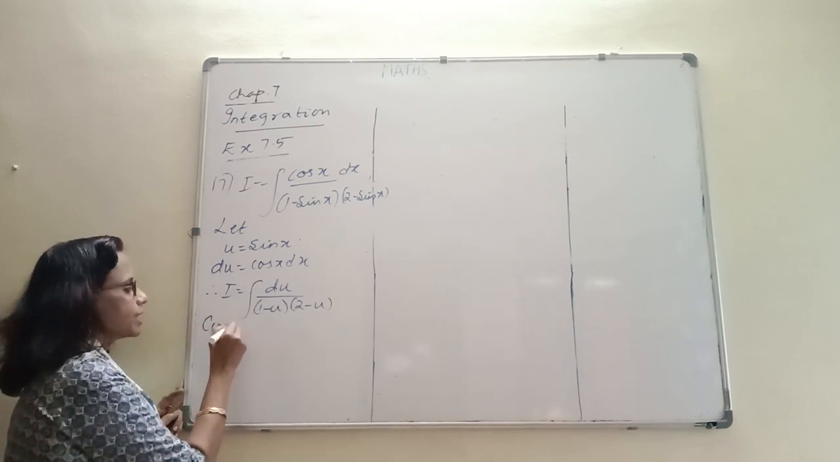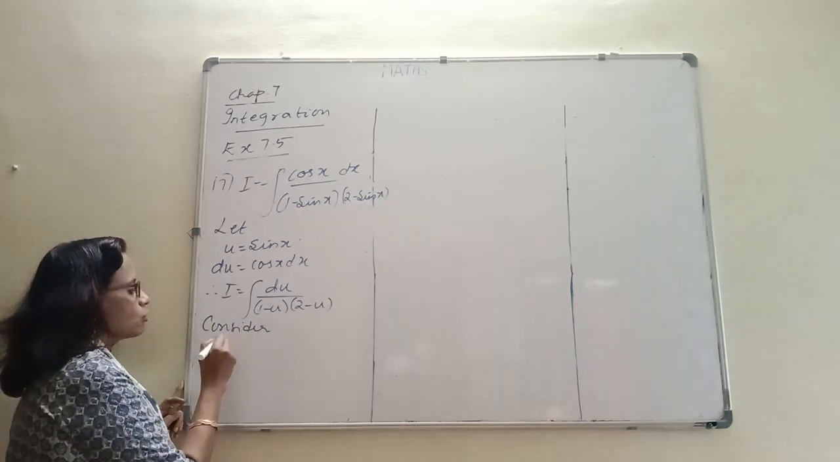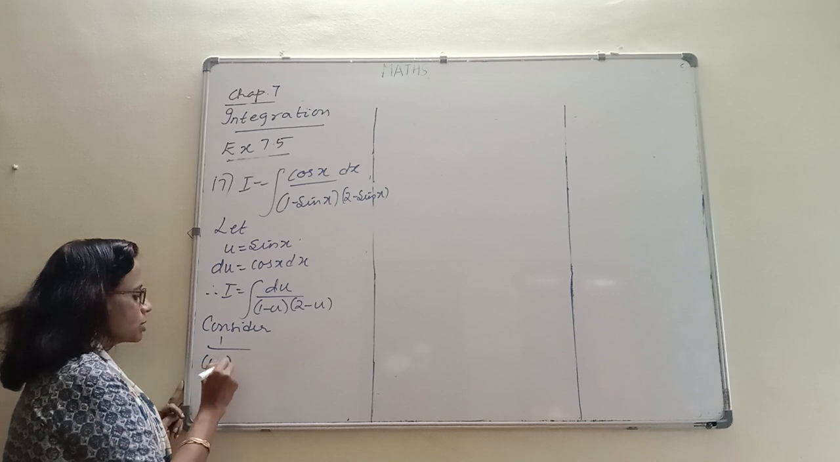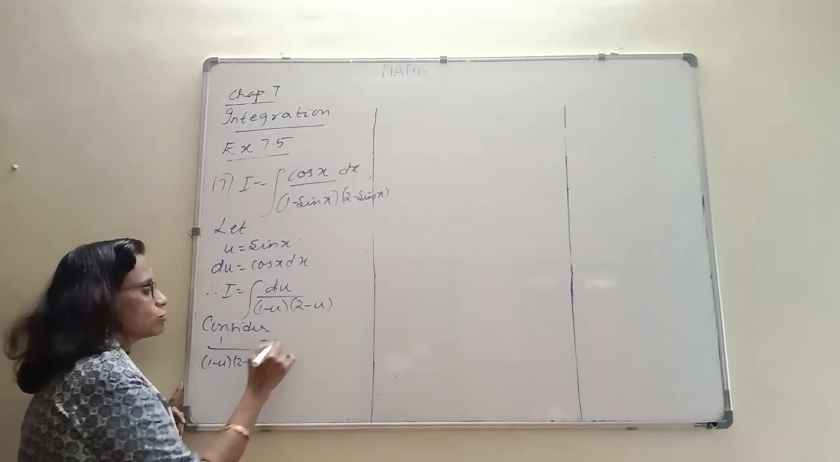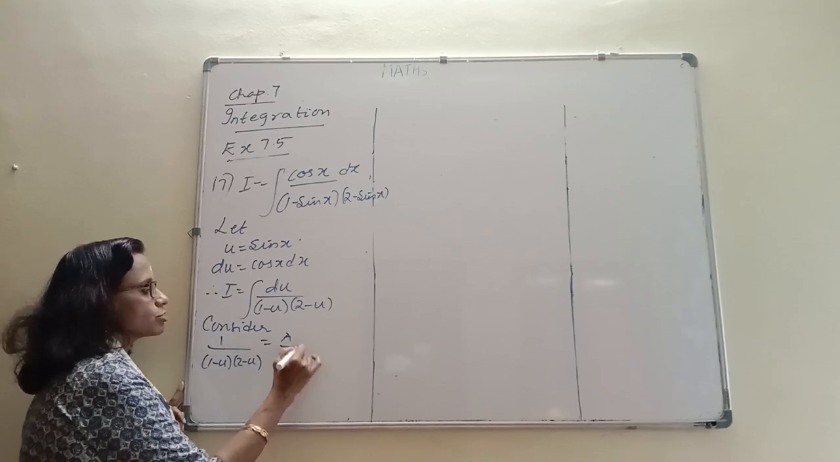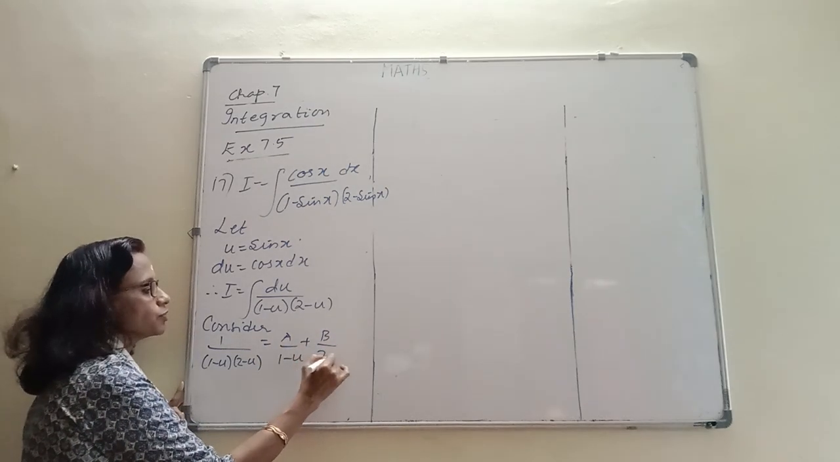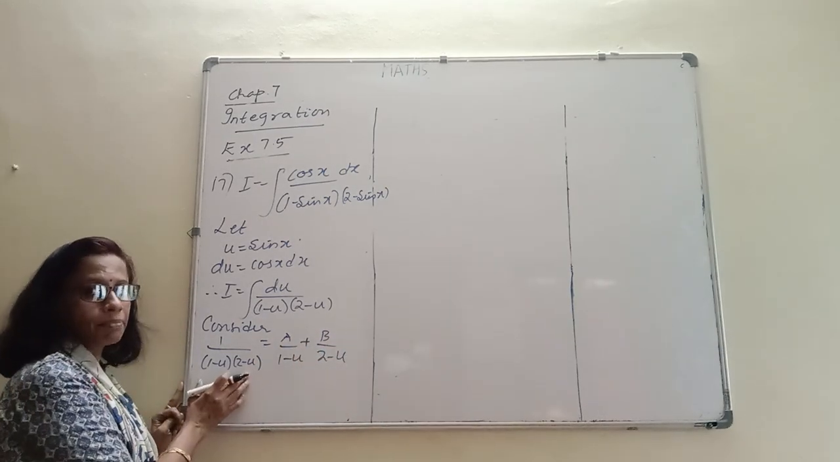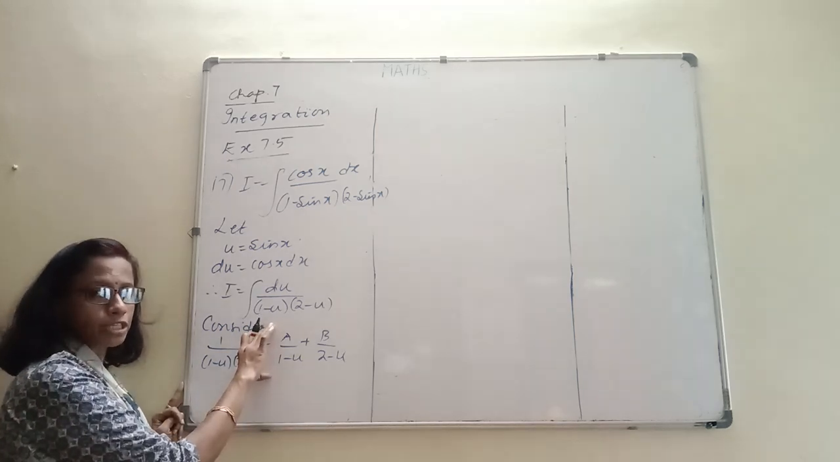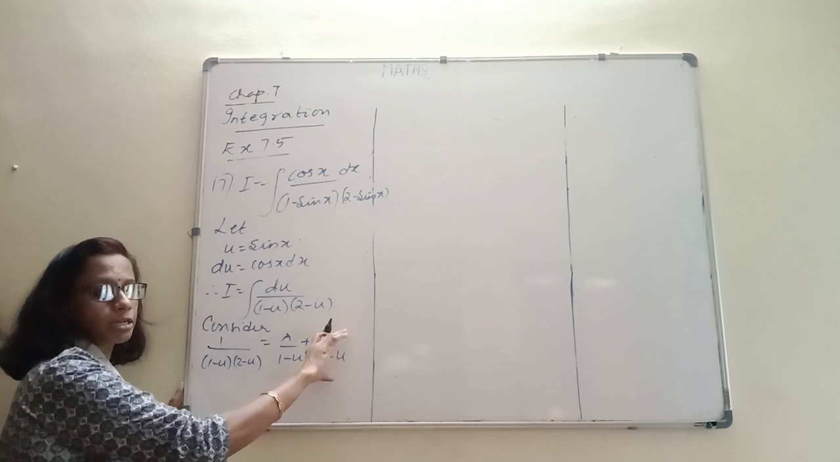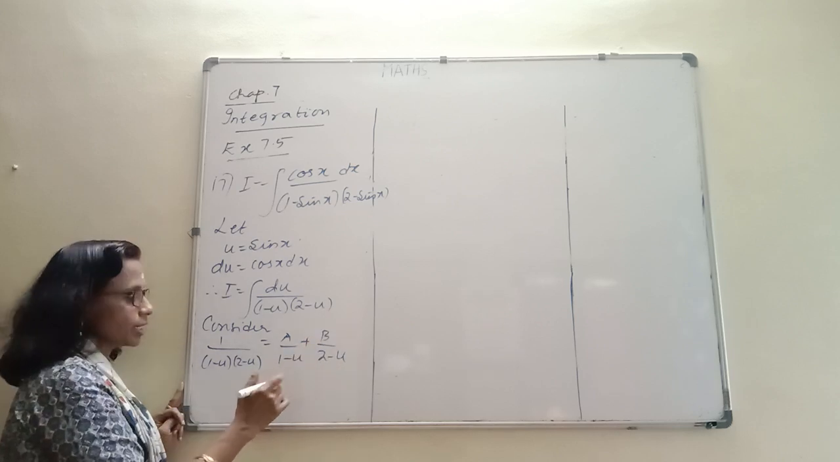So let's consider 1 over (1 minus u) times (2 minus u). Since they both are linears, we know that A and B will work. So it's going to be A over (1 minus u) plus B over (2 minus u). This is going to be the LCM, so the first fraction has to be multiplied by 2 minus u in the numerator and denominator, and the second fraction has to be multiplied by 1 minus u in the numerator and denominator.